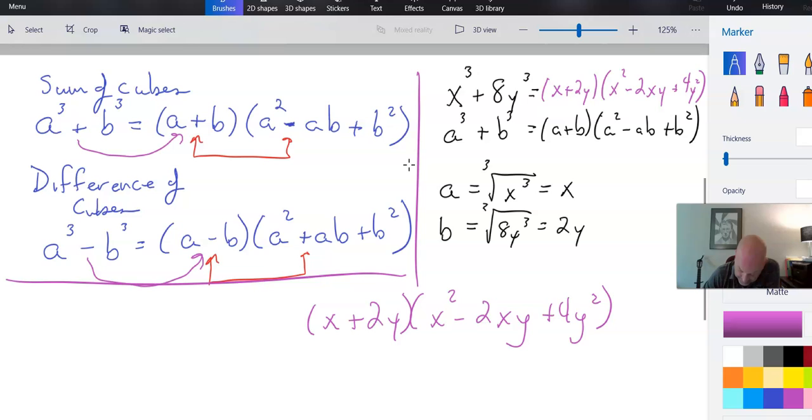Right? And that was the factorization of x cubed plus 8y cubed. So again, you notice if I take the cube root, the cube root of this term is that, the cube root of this term is that. Once you have those, you square the first term, that goes here, multiply the first times the second, that goes here, and then square the last term, and that goes here.